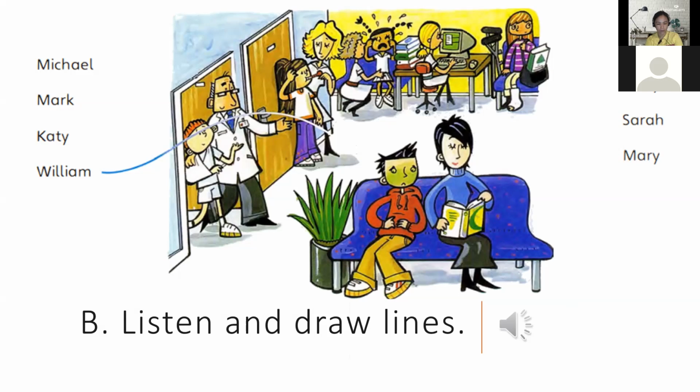And there's poor Katie. She broke her leg playing volleyball yesterday. Wow, that's terrible. It's difficult to walk. Yes. Well, she can sit and read her storybook, I think.